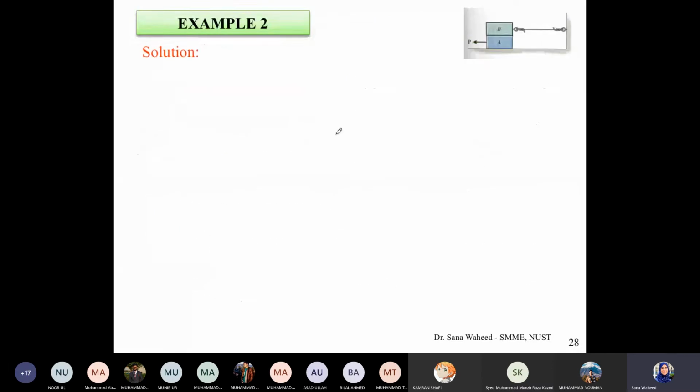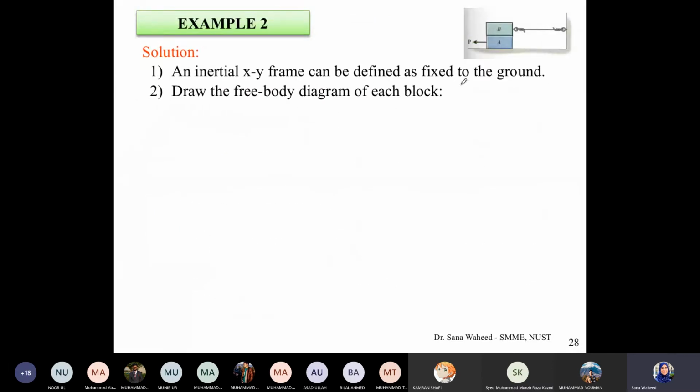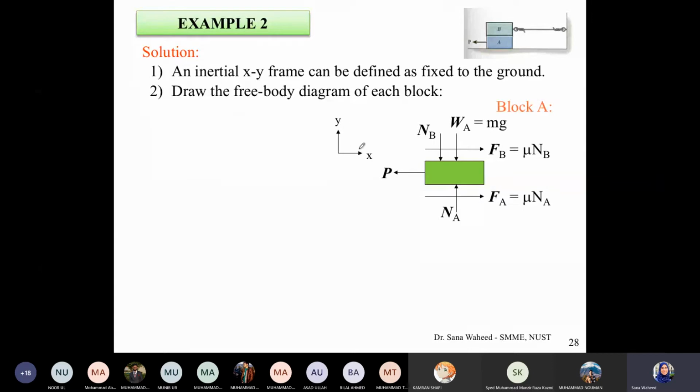So again, we start with our frame of reference, which we're going to fix to the ground. I have our XY coordinate like so. Now let's take a look at block A first. So block A has a force P being applied horizontally to the left. Then of course it's going to have its own weight, which is W equals mg. Then it's also going to have a normal force acting on it due to block B. So I'm going to call that NB. And then the frictional force on this surface will be a function of the normal force on that surface. Hence mu NB.